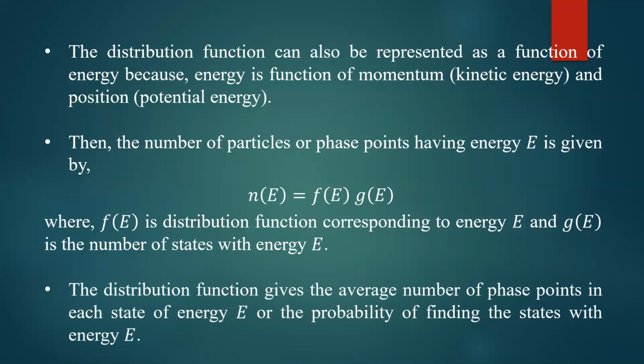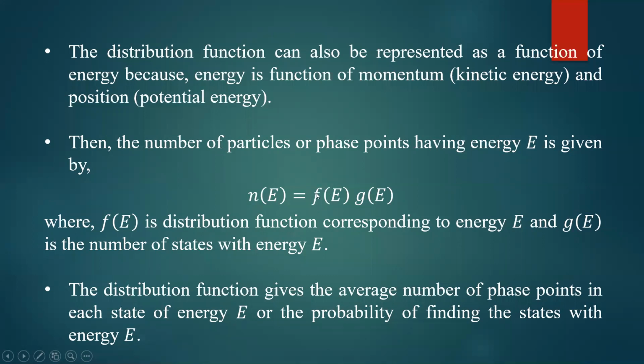If you want to find out the number of particles in an energy state E, then you have to take the product of the distribution function and the density of states, or number of available states. The distribution function gives the average number of phase points in each state of energy E, or the probability of finding the states with energy E. It tells how many particles there are. It also gives you the probability.